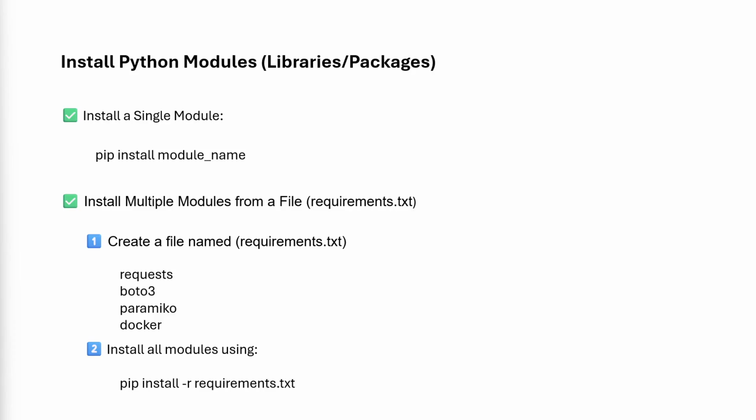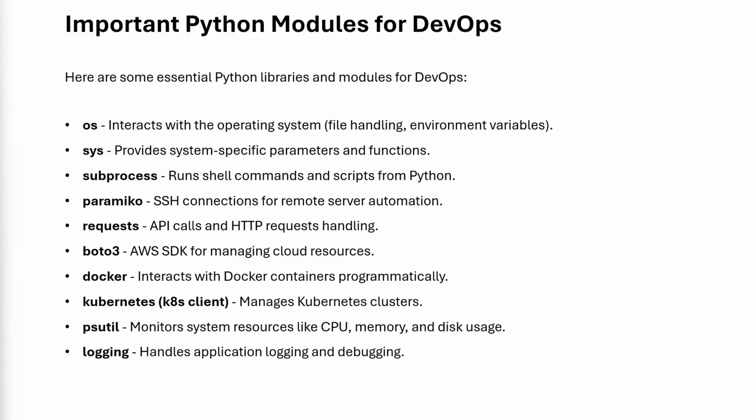And how can we install a module? For example, here we have seen multiple modules, right? In case you want to install one module, then you can just use pip install and then the module name. So why do we use pip? Pip is the package manager for Python. Just as we have apt for Ubuntu and yum for Red Hat, similarly for Python we have pip.